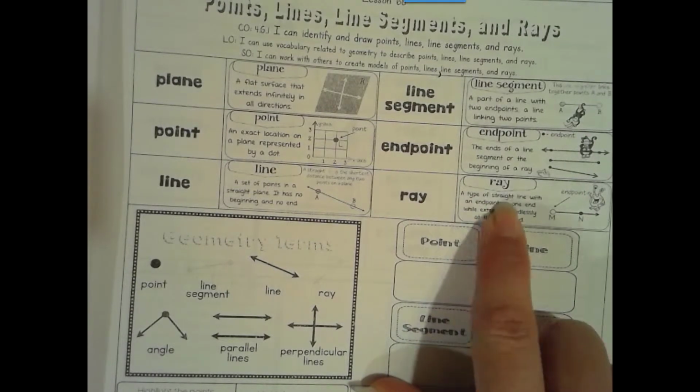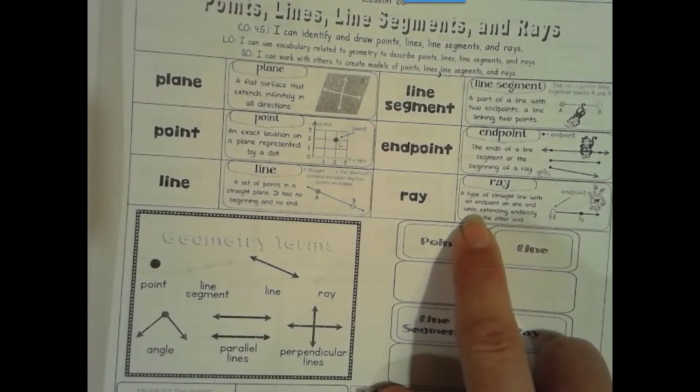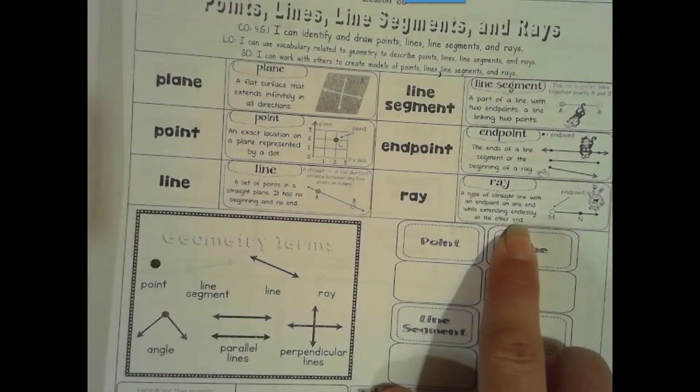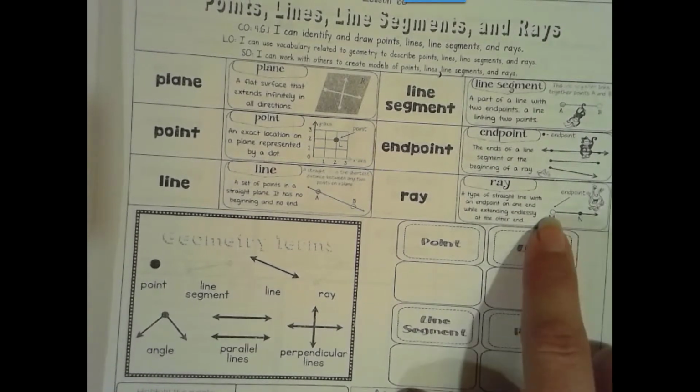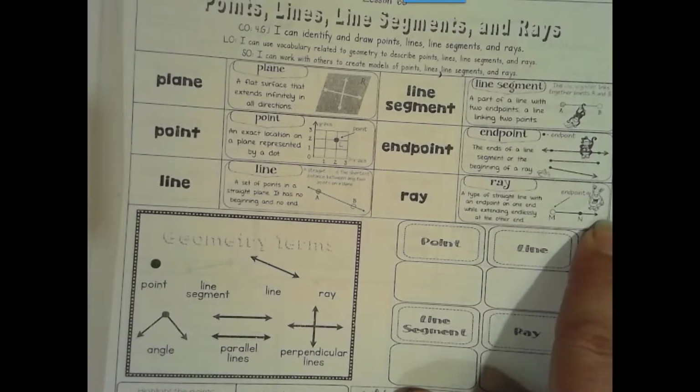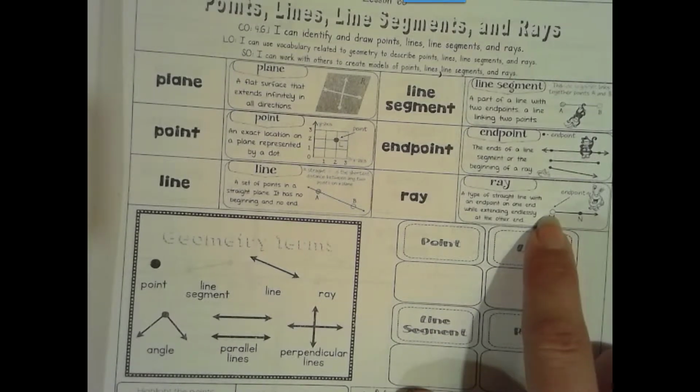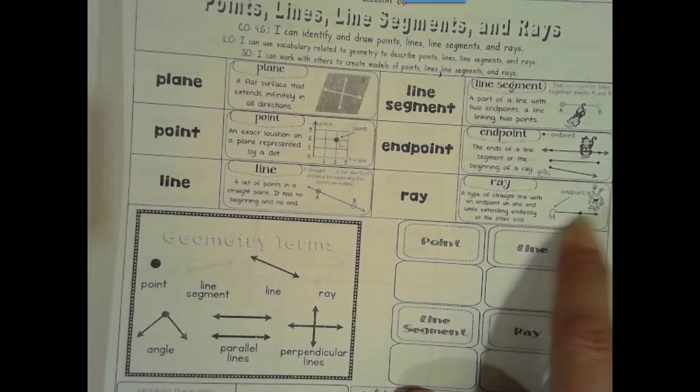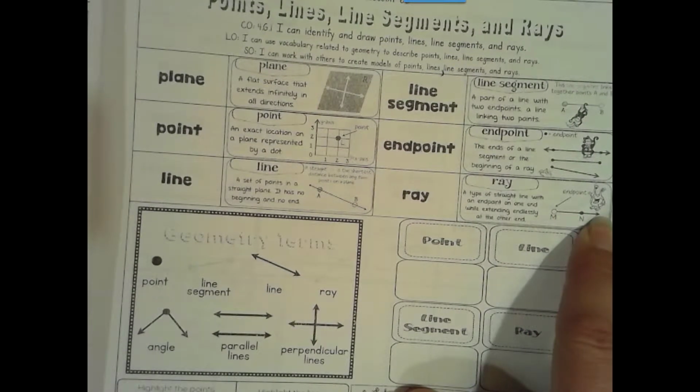Ray. A ray is a type of straight line with an endpoint on one end while extending endlessly in the other direction. So if you think of a ray of light from the sun, it starts somewhere and then it goes out. So the endpoint is like the sun. It's the starting point, and it continues out from there forever.